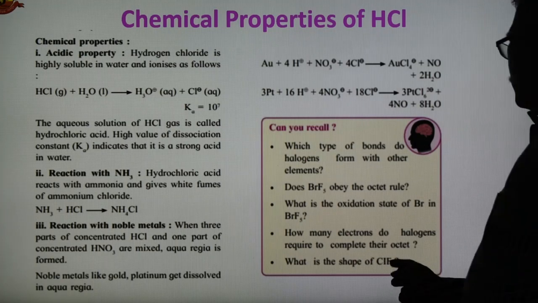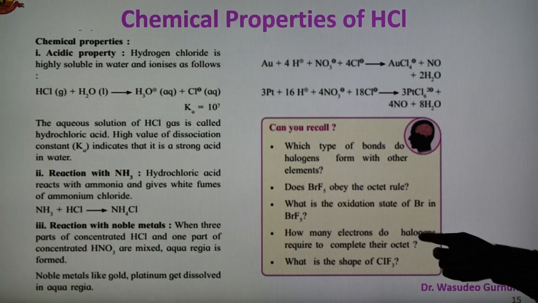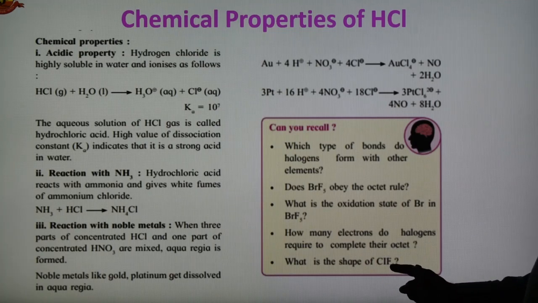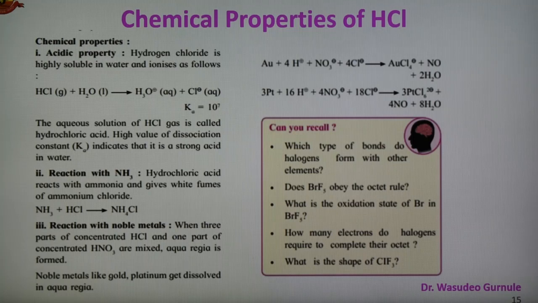And what is the shape of ClF3? ClF3, chlorine trifluoride, is an interhalogen compound, and in this case there are 7 electrons. Out of 7, 3 overlap with fluorine, forming 6 electrons. So a total of 5 electron pairs are there: 3 bond pairs, and the remaining 4 electrons as 2 lone pairs. So around the chlorine there are 5 electron pairs, 3 bond pairs and 2 lone pairs, and therefore the shape is trigonal bipyramidal as per VSEPR theory. But due to the presence of 2 lone pairs, the shape may also be considered as a T shape. So ClF3 has trigonal bipyramidal shape or T shape.